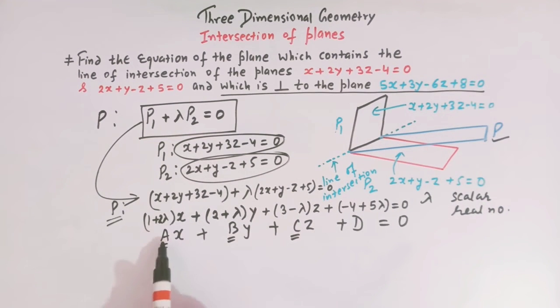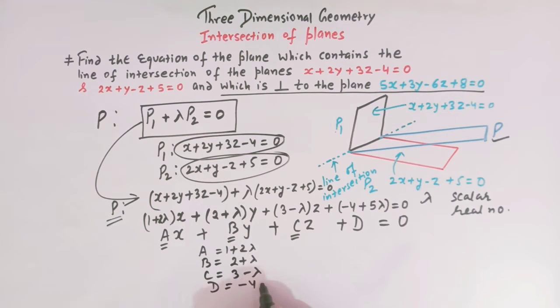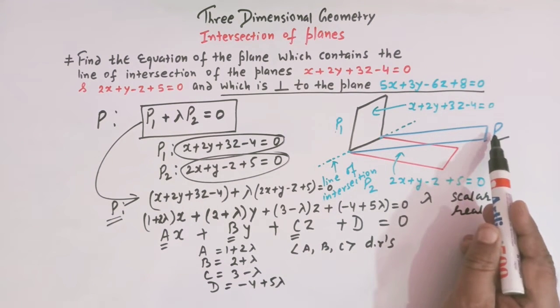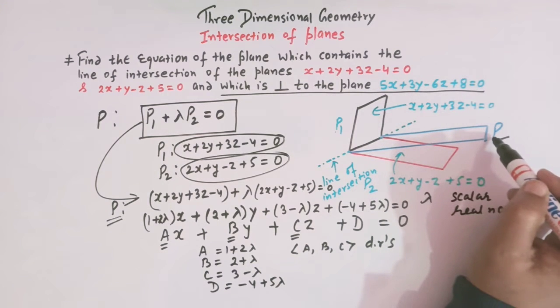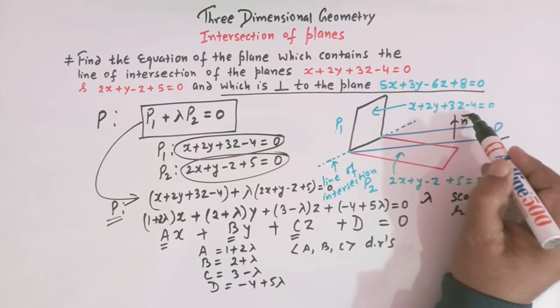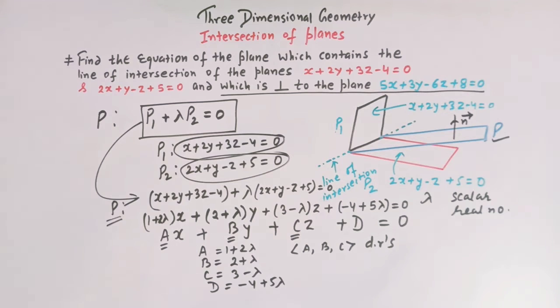So see here, if we compare this equation with this one, then A is 1 plus 2 lambda, B is 2 plus lambda, C is 3 minus lambda, and D is equal to minus 4 plus 5 lambda, right? So A, B, C are the direction ratios of this plane P, and the normal vector to this plane P looks like this. So this is the normal vector to this plane P.